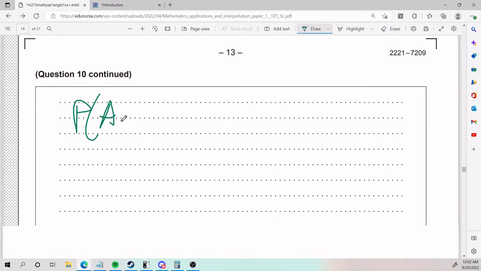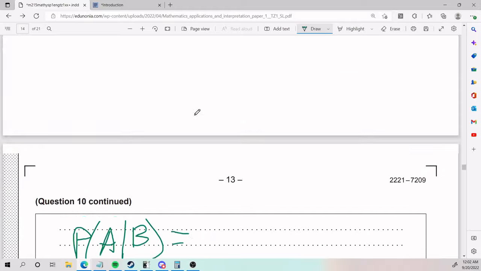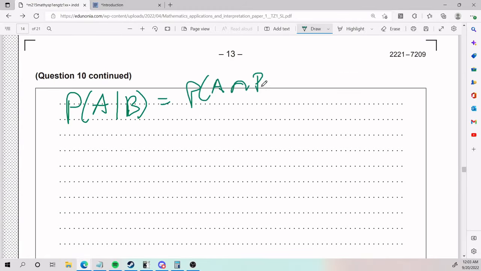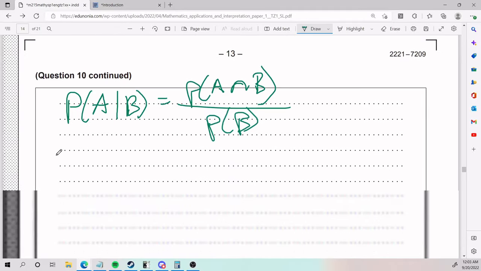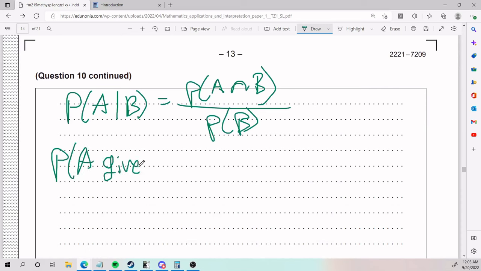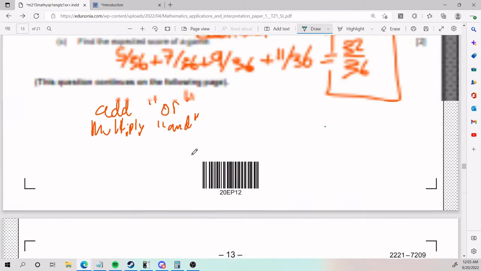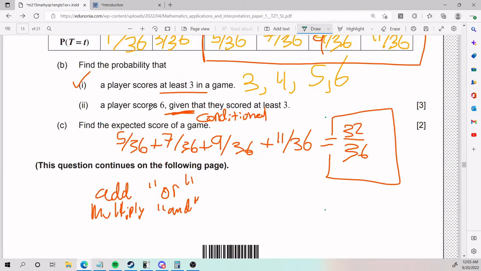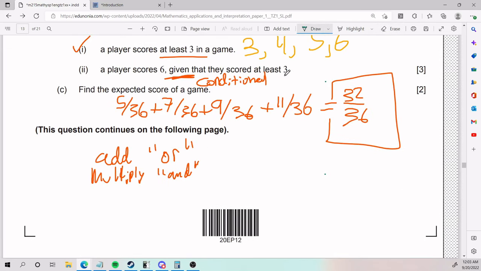What this is telling you is that the probability that you get A given B equals probability of A and B divided by PB. So writing it out, I have probability of A given B equals probability of A and B divided by probability of just B. I just turned these symbols into words, and it's going to be easier to understand what I'm plugging in. So if here it says a player scores 6, given that they scored at least 3, this is my given. So probability that they scored 6, given that they scored at least 3.